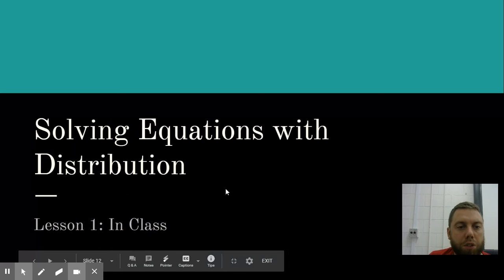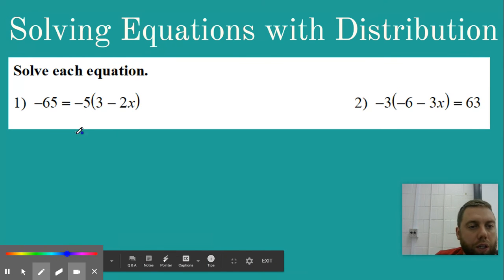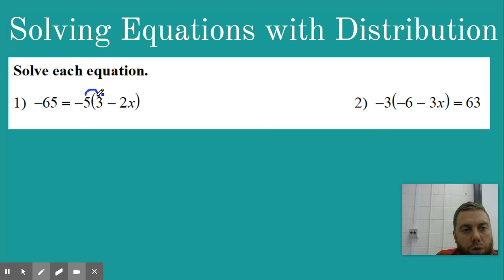Cool. Solving equations with distribution. So we just practiced our distribution. Now let's practice solving equations with distribution. In order to solve equations with distribution, we first distribute, and I'm going to keep that equal sign right there. Negative 5 times 3, negative 15. This is very similar to the distribution we were just doing. Negative 5 times negative 2x, negative times negative is a positive. 5 times 2 is 10, and the x remains the same. That's exactly what we just practiced, distributing. Now, we haven't touched this side of the equal sign, so we're going to leave that the same.